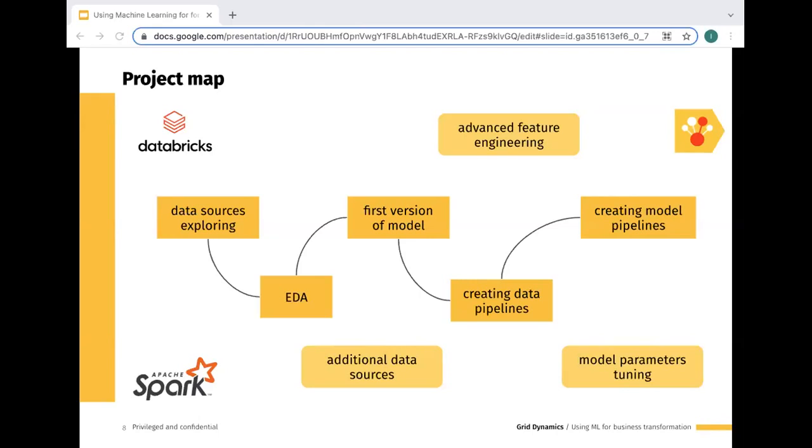And after that, we created the first version of the model. Then we added additional sources to our data and created some new features. After that, we created pipelines for automation of this process. And in the end, we created final pipelines with training the model and scoring the model. And also before that, we tuned params to extract the best results that we can from this data and from this model. To speak about technical points, we developed on Databricks, and as data source, we used Spark.